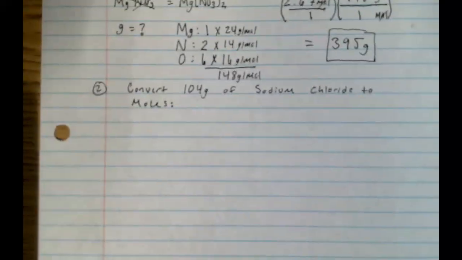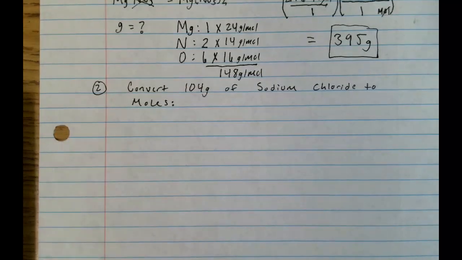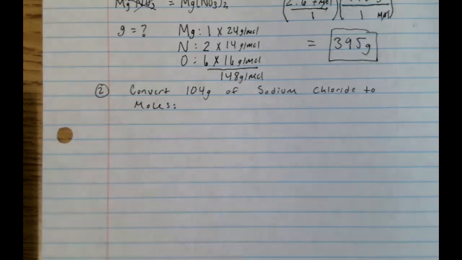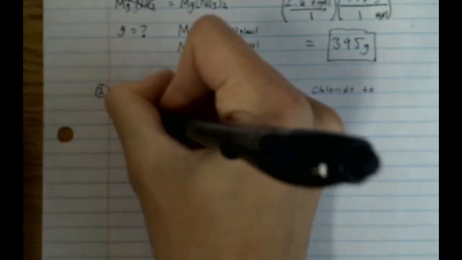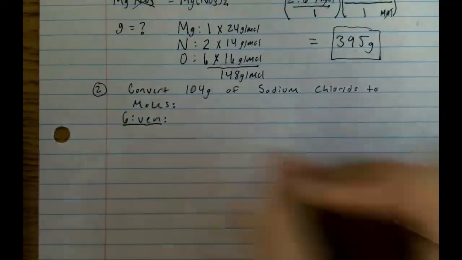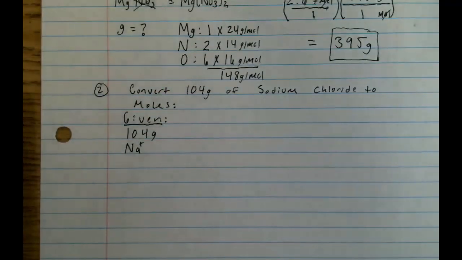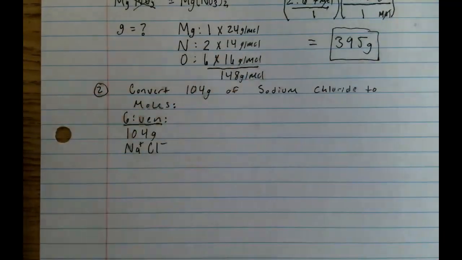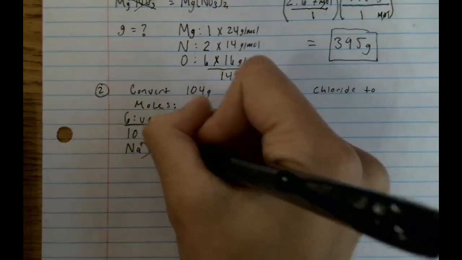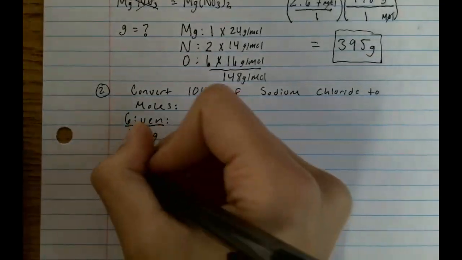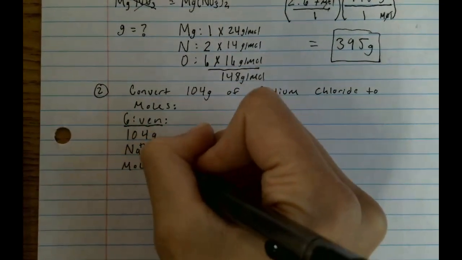All right. So number 2, we're going to go backwards. Number 2 says convert 104 grams of sodium chloride to moles. So let's start with our givens. First things first, we have 104 grams. The next thing we're told is we have sodium chloride. So I know that sodium is Na, it has a charge of +1. Chlorine is Cl, it has a charge of -1. So when you crisscross, you get NaCl. Then the next piece of information is it's telling us to convert to moles, so mole equals question mark.